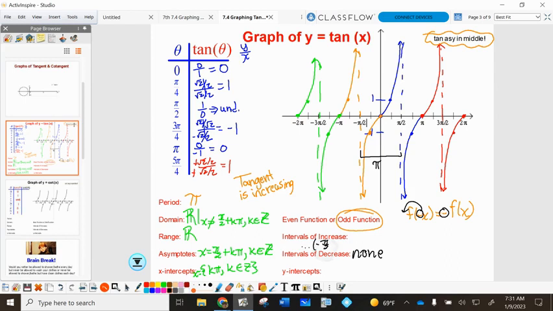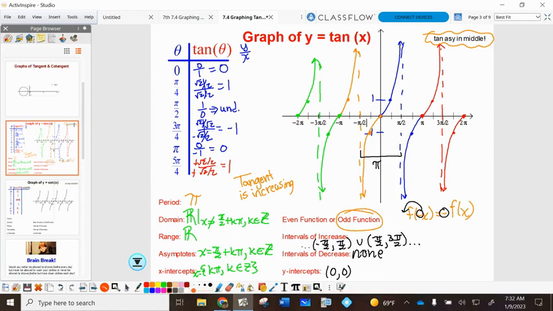So negative pi over 2 to pi over 2, non-inclusive, union with pi over 2, non-inclusive from the other side of that asymptote to 3 pi over 2, the next asymptote. And then we can just do the ellipses to show that that pattern continues. Y-intercepts, there's only one. It's at the origin, and that's a coordinate point, not an interval. All right, so that's our tangent cycle.